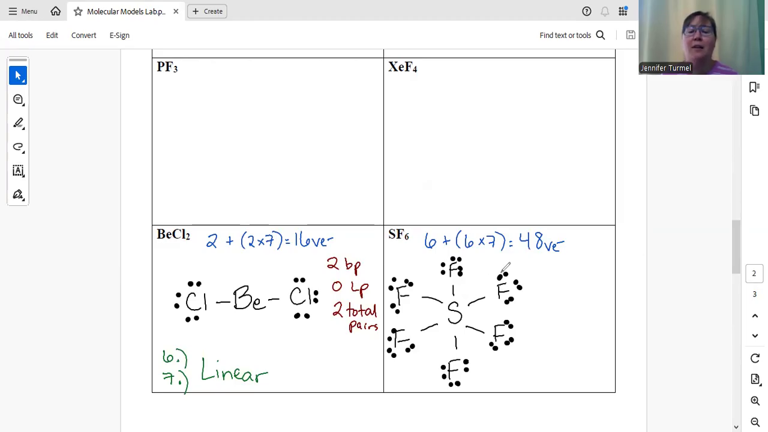Clearly counting by twos is challenging for me today. But if you look at this, each fluorine has 8 on it, and there are 6 of them, which adds up to 48. I'm not going to recount them all. That sounds silly. And when we look at this, that means that we have 6 bonding pairs, we have 0 lone pairs, and we have 6 total electron pairs. And because we have no lone pairs on the center, that means 6 and 7 are going to match, and they are octahedral.